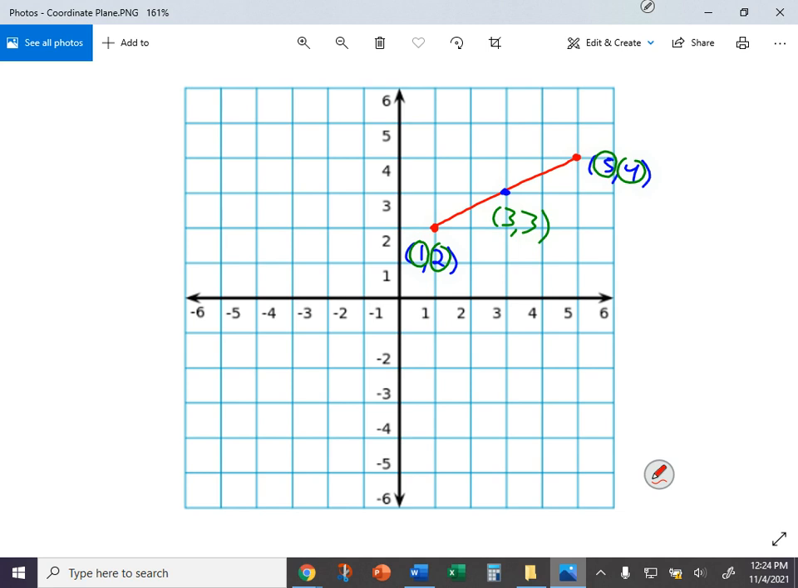Let's go with -6, 4, and 4, -4. Let's make this one a little bit longer segment here. See if I can connect this with a straight line. Is that good? It's a parabola. That was not my best work.